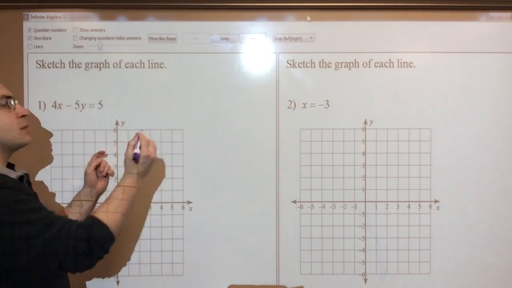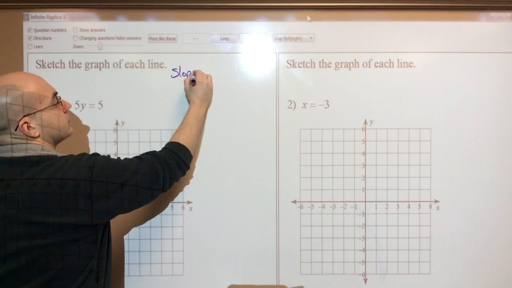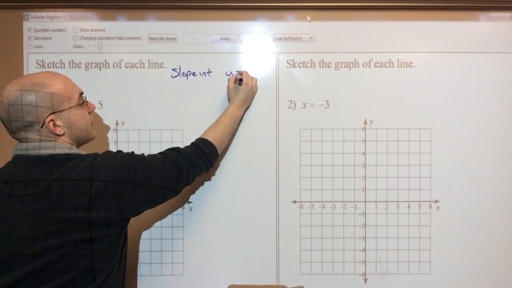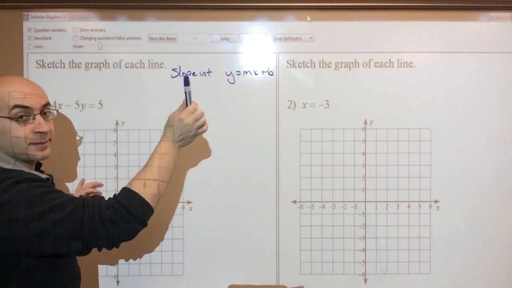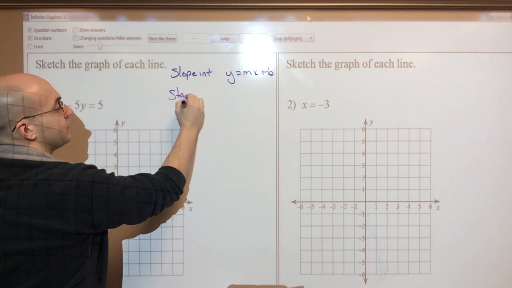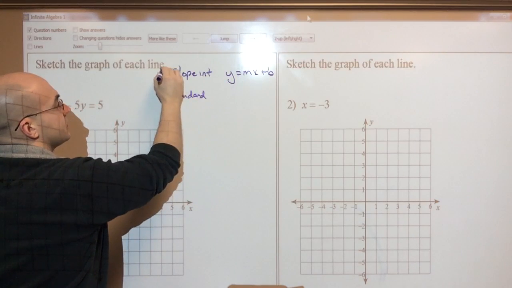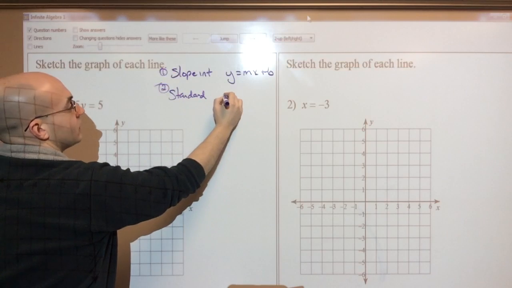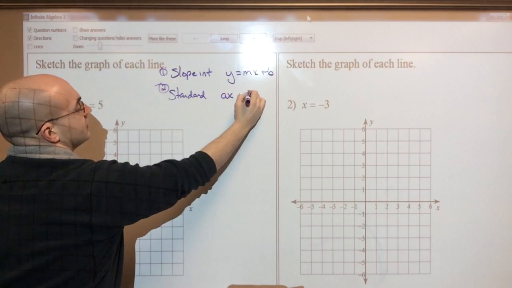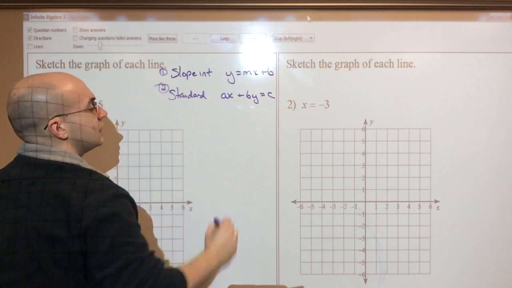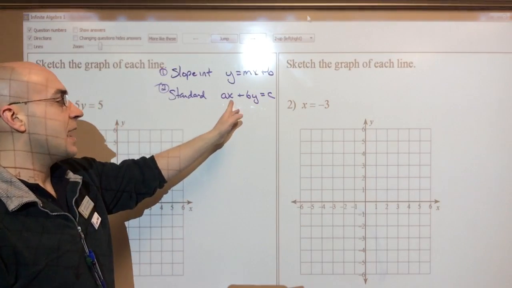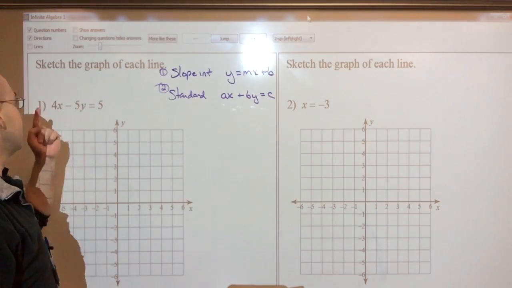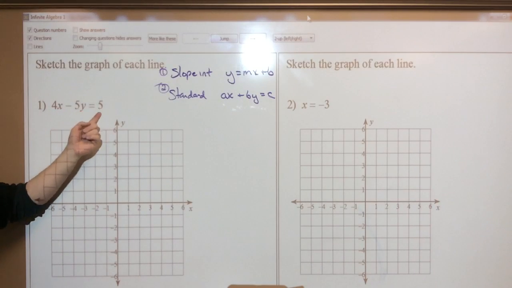This is standard form. Remember, slope-intercept form is y equals mx plus b. And you can identify the y-intercept and the slope very simply. But standard form is different. So there's two ways to see this. Standard form is ax plus by equals c. Don't worry about the a and the b. It's just different numbers. But it's something x plus something y equals some number. Something x plus or minus something y equals some number.